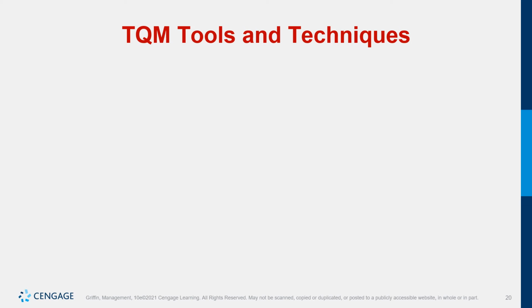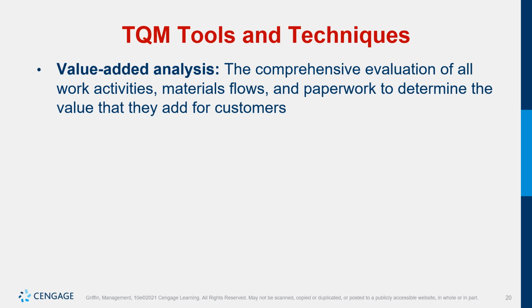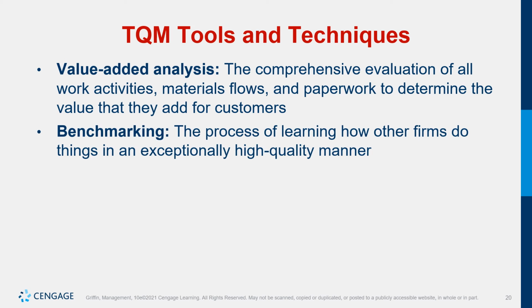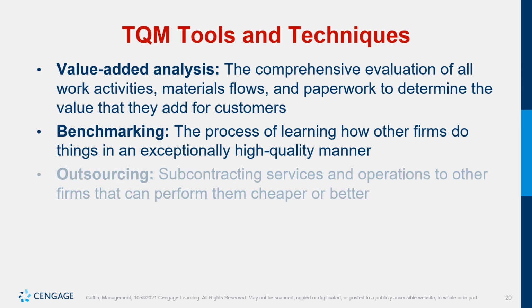TQM tools and techniques that the organization can apply include value-added analysis, which is the comprehensive evaluation of all work activities, material flows, and paperwork to determine the value that they add for customers. The analysis can reveal wasteful or unnecessary activities that can safely be eliminated. Benchmarking is the process of learning how other firms do things in an exceptionally high quality manner. The firm can model these practices and use what is applicable to the organization.